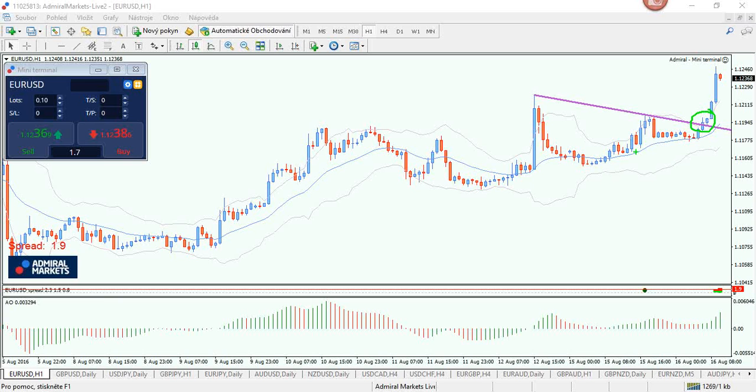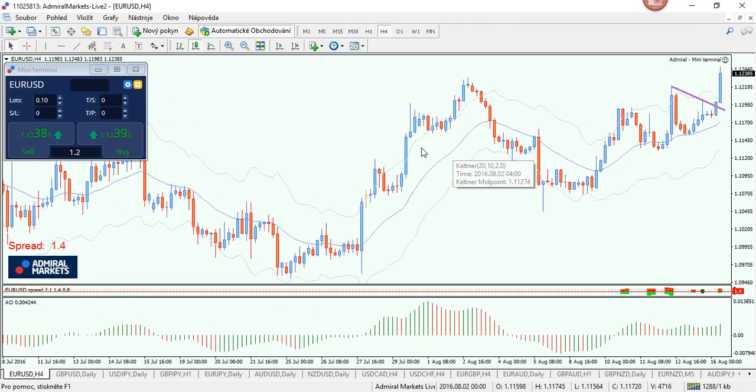So let's see if we can find more examples. Here you can see a very good 4-hour candle. That's a good continuation signal. Here too, it took some time in the second case. Even this one, those are all good continuation signals.